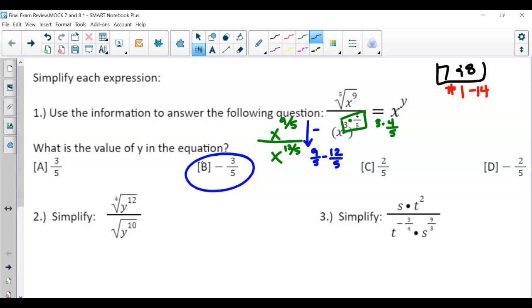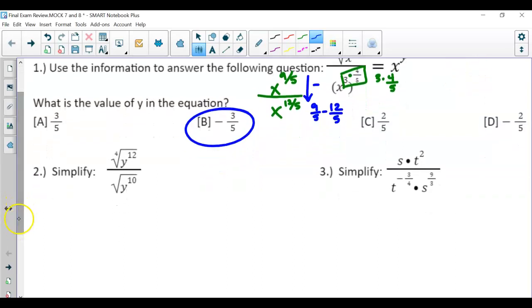In number 2, this is again the rewriting in the numerator and then simplifying. Here in the numerator, we've got y to the 12th, but notice how it's inside that fourth radical. The index is 4, so y to the 12th, but over 4. Then in the denominator, this is y to the 10th, but remember that's not just y to the 10th. What is the index here for our square root? 2. So this is 10, but over 2.